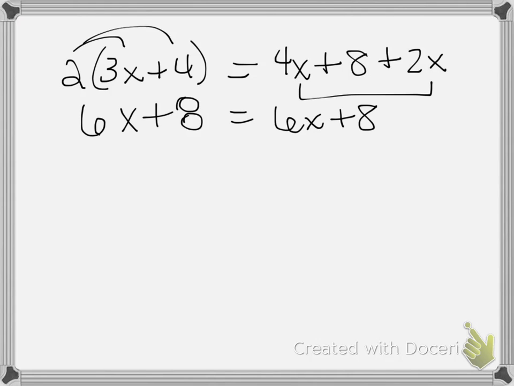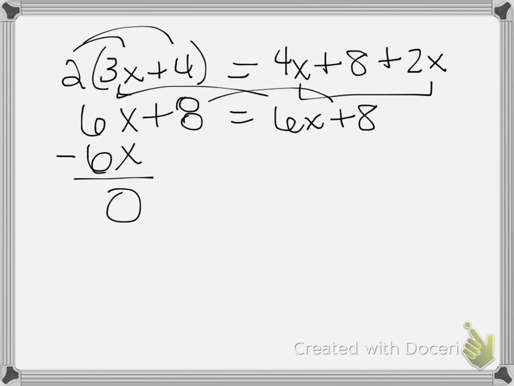So again, what happens? If I work this all the way out, I'm going to get this to be 0. Now, a lot of people write 0x. 6x minus 6x is just 0. There's nothing there. So then I'm going to say minus 8 over here. So 8 minus 8 is 0. Well, does 0 equal 0? Yes. So what that means is that it's true for infinitely many solutions, all real numbers, for any value that I put in here.